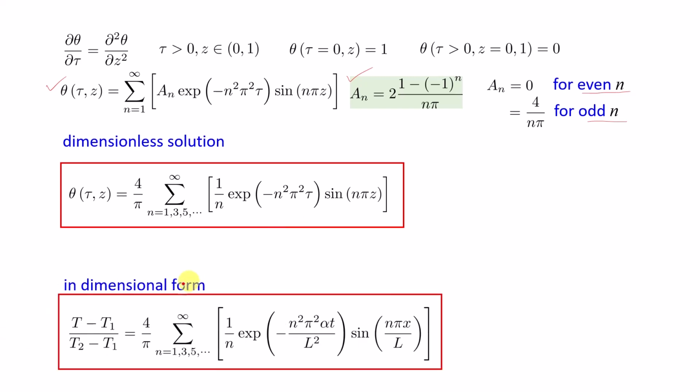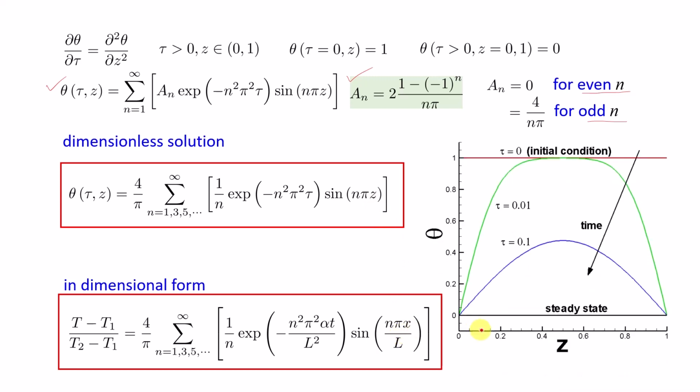If you want it in dimensional form, then theta we know is (T minus T1) by (T2 minus T1), tau is alpha t by L square, and z is x by L. How does this solution look? Well, you can plot this. Once you plot this, it will look like this. This is the initial condition. Initial condition means tau equals 0. Here theta equals 1. And then both ends suddenly come to 0 temperature.